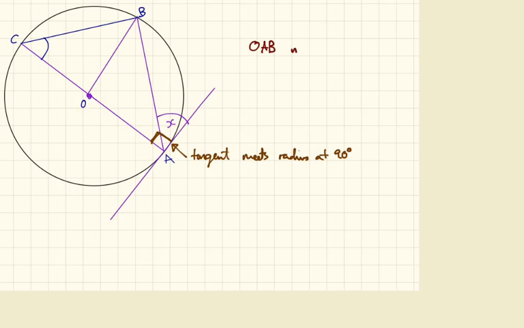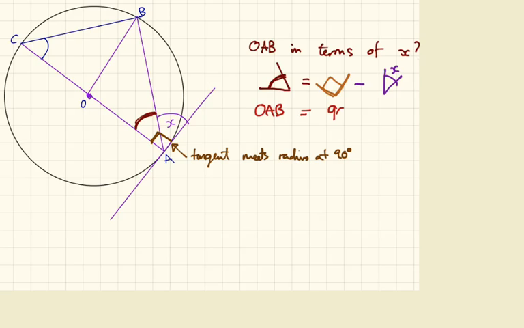The first question asks you for the angle OAB in terms of x. Now, OAB is this angle here. So what do we know? Well, we know that this angle here is going to be that 90-degree angle, take away that angle of x. So we can just write that the angle OAB is equal to 90 minus x. This is what the angle is in terms of x. So to calculate that angle OAB, you would do 90, take away x. So that's what it is.